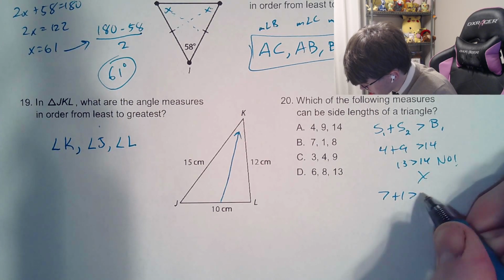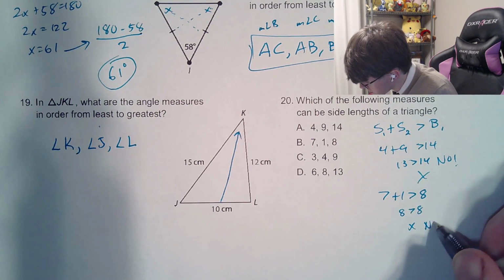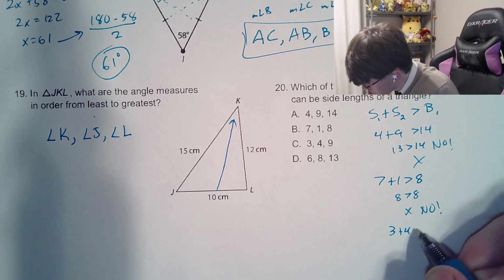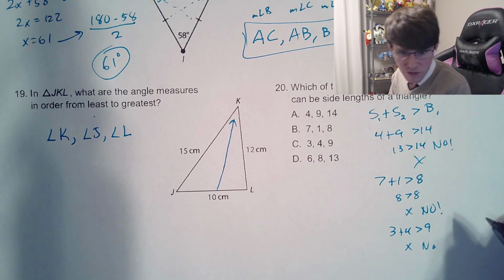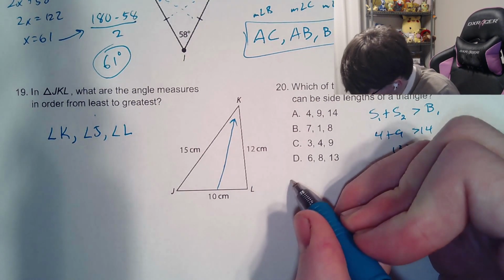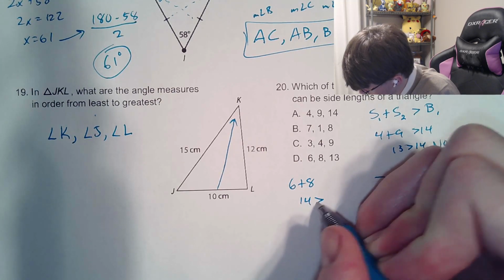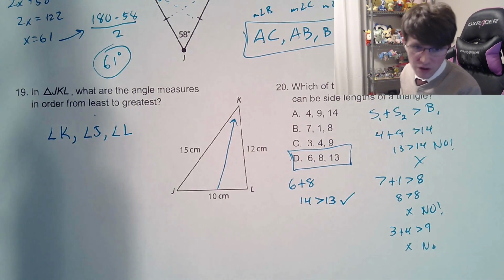Let's check the next one. 7 plus 1. Is that greater than 8? Is 8 greater than 8? No. So this is another no. The next one is going to be 3 plus 4. Is that bigger than 9? No. I'm just going to say no again. Of course, 7 is not bigger than 9. The last one, though, is going to be a yes, because 6 plus 8 is in fact 14, which is bigger than 13. That's a check mark. That's a yes. Letter D is our correct answer.